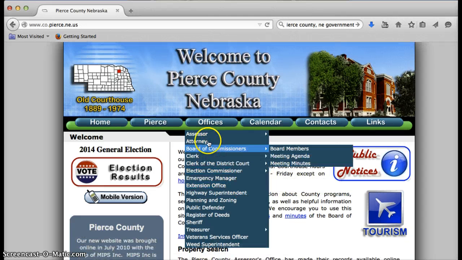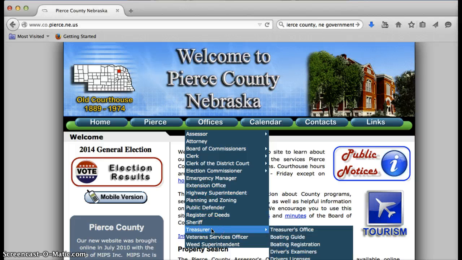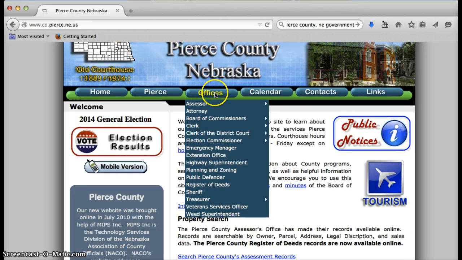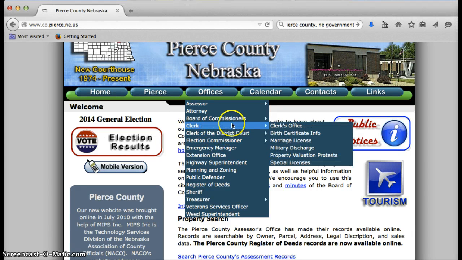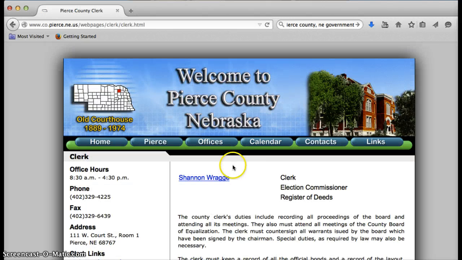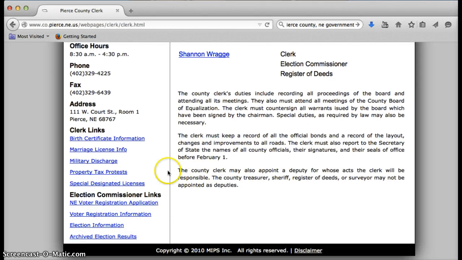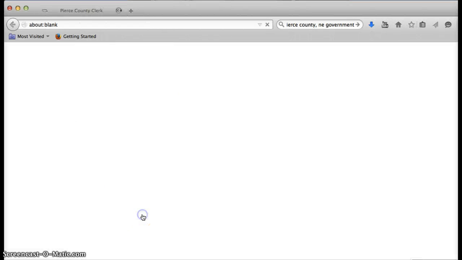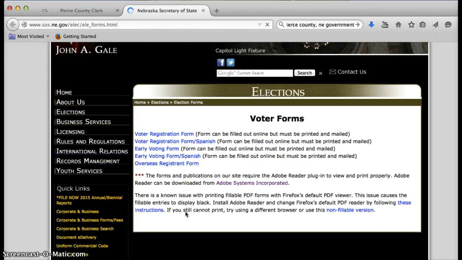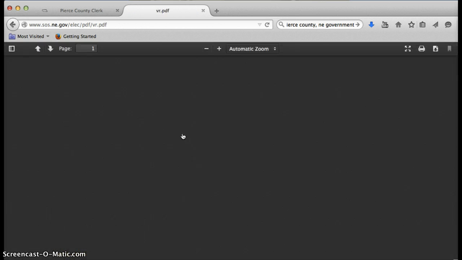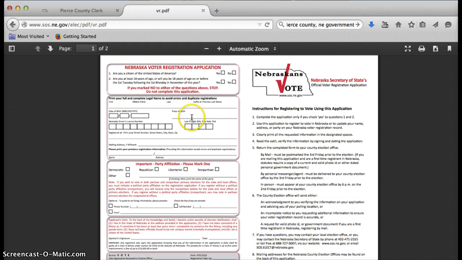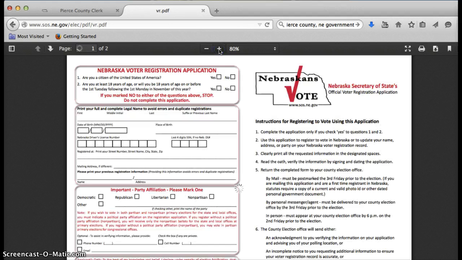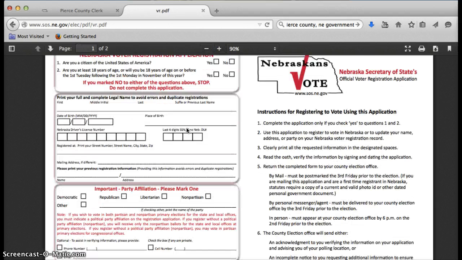Well, that's not it. I thought it was the county clerk. It's not going to be the treasurer. But I believe it's with the county clerk. You should be able to register to vote. Voter registration information. There it is. So voter registration information, voting registration form, and you can see that it's pretty easy to fill out.